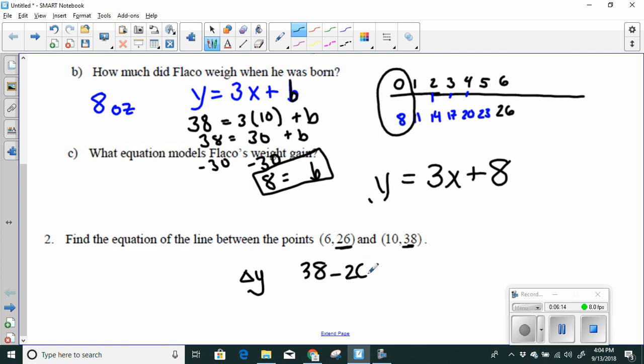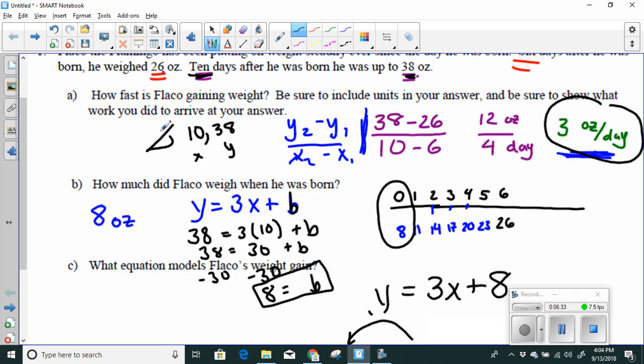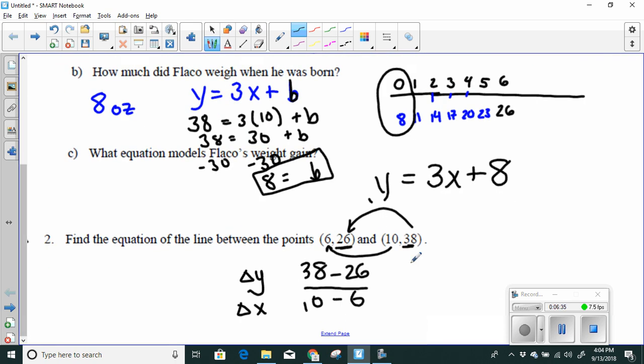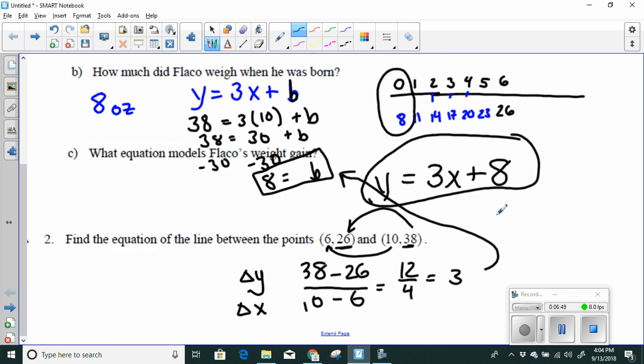Minus 26. So I went from this y to that y over the change in x's. And my x's would go from 10 to 6. But you'll notice you've already done this. You already did it up there at part A. So in any event, you still get 12 divided by 4. You still get a slope of 3. And you can do exactly this procedure all over again to get that y-intercept. But the short way to do this is to recognize that you already have the answer.